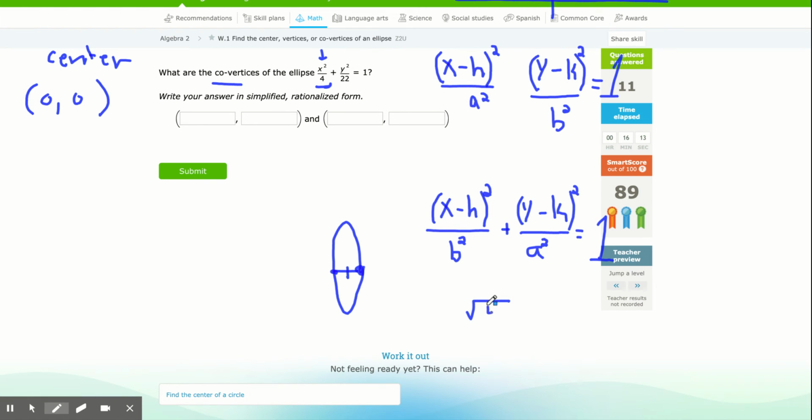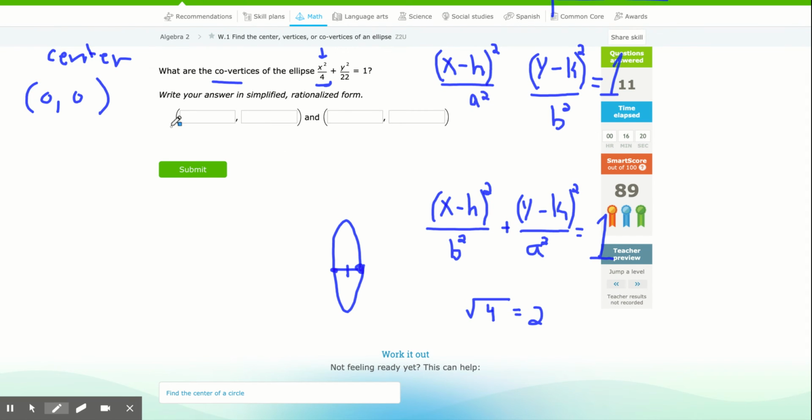Square root of 4 gives us a length of 2 that I need to move to the right and left of the center. So again, my co-vertices, if the center was (0, 0) and I move 2 to the left, it's going to be (-2, 0). And if I move to the right, it's going to be (2, 0). Those will be your co-vertices.